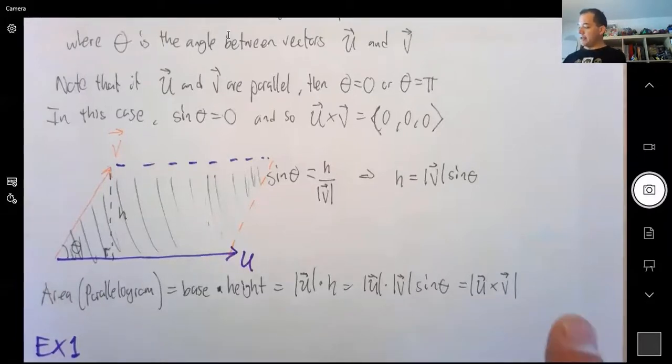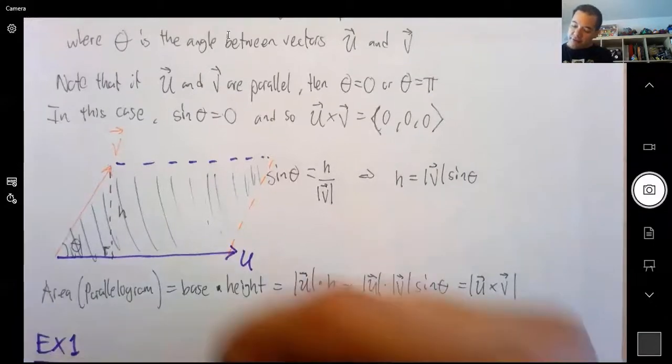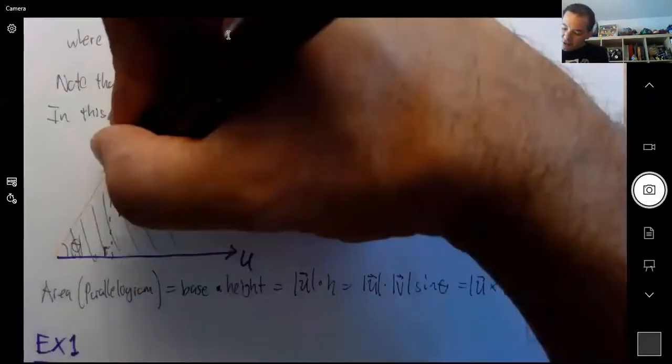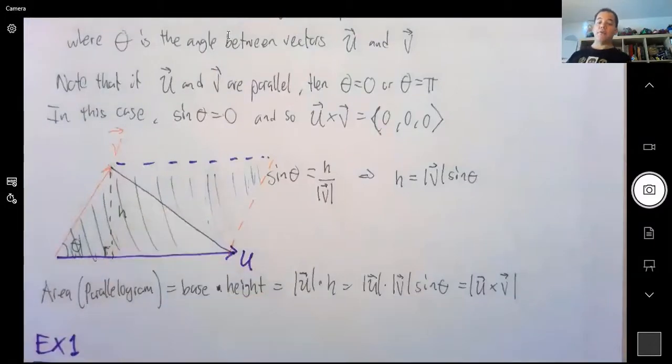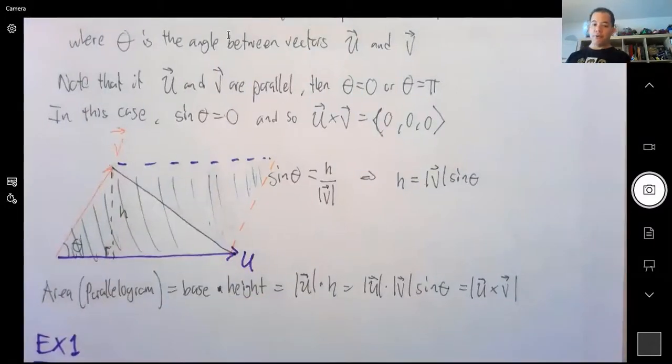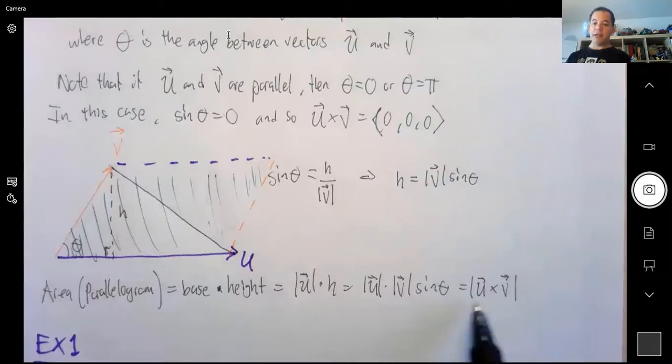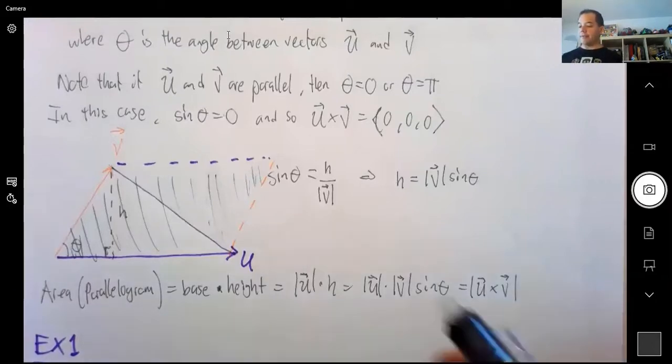Well, but that's easy because the triangle is just half of the parallelogram, right? So if you want the parallelogram, you do the magnitude of U cross V. If you want the triangle, exactly, divide by 2. That's all you need to do. Divide by 2, as Luis said, right? So that's what we're going to do.